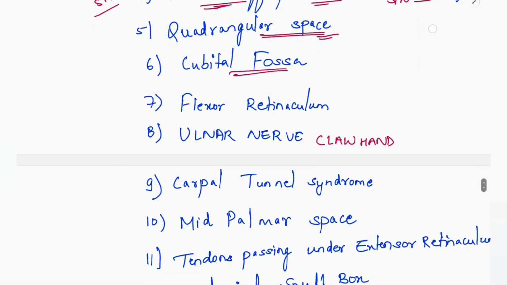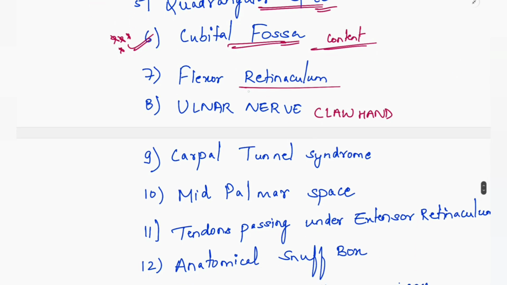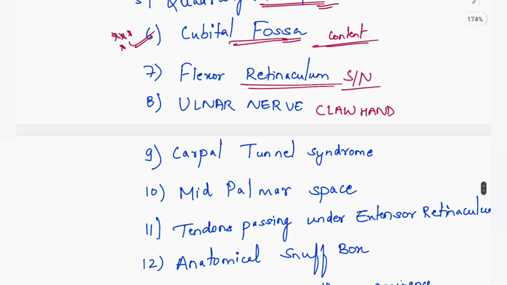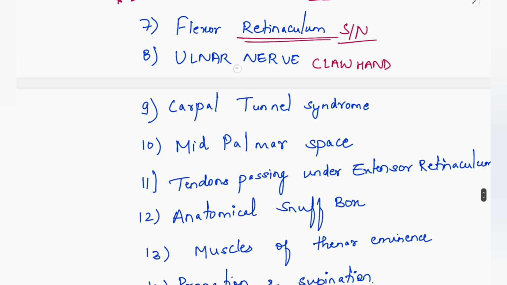Cubital fossa is important. The boundaries and the contents of the cubital fossa can be asked. It's a very important question. You should know the contents of the cubital fossa and all the anatomy of it. Then flexor retinaculum, a short note can come on flexor retinaculum, so do learn that. Then ulnar nerve, the applied is important. Claw hand is the applied of ulnar nerve, and a short note can come on ulnar nerve.